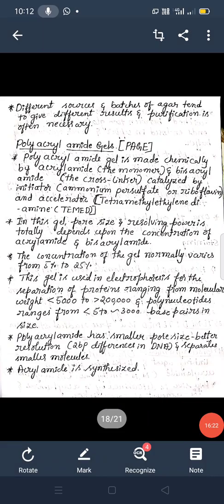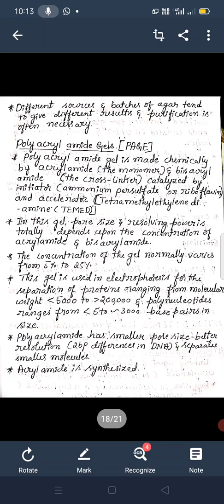And the next one is polyacrylamide gels or PAGE. Polyacrylamide gel is made chemically by acrylamide, which is a monomer, and bisacrylamide, which is a cross linker. So polyacrylamide is made chemically by acrylamide and bisacrylamide, catalyzed by an initiator and accelerator. Here the initiator is ammonium persulfate or riboflavin, and the accelerator is TEMED.